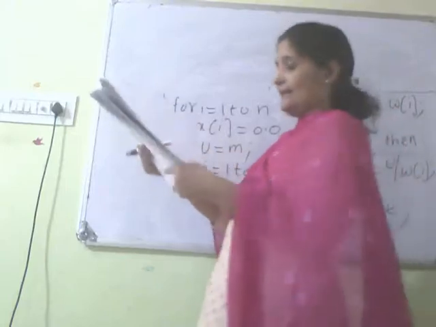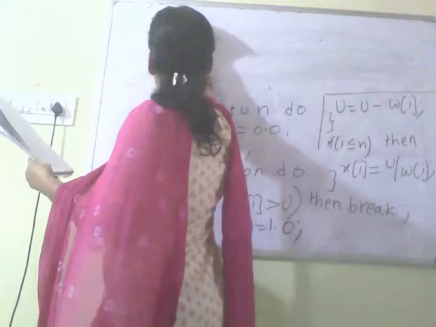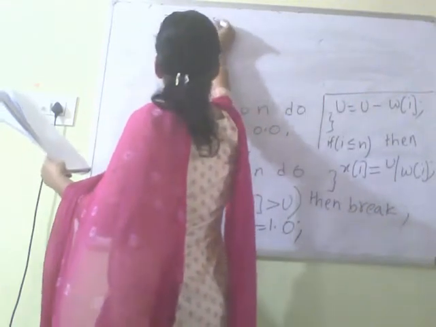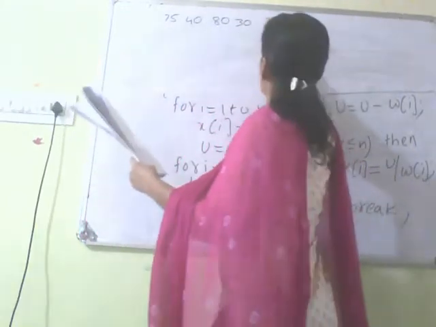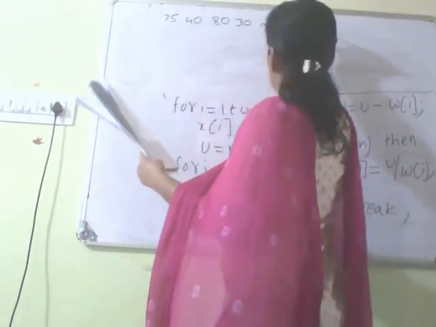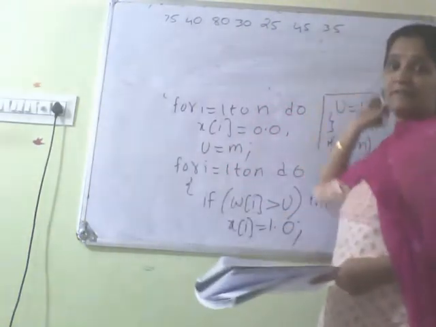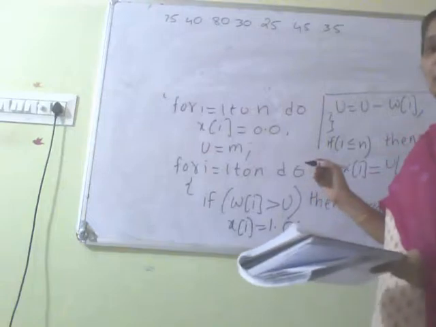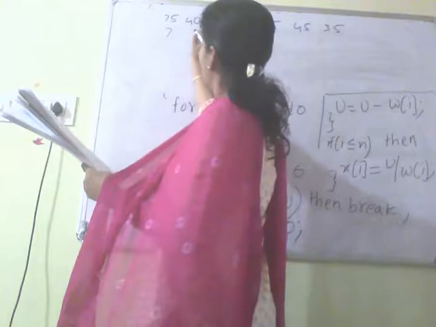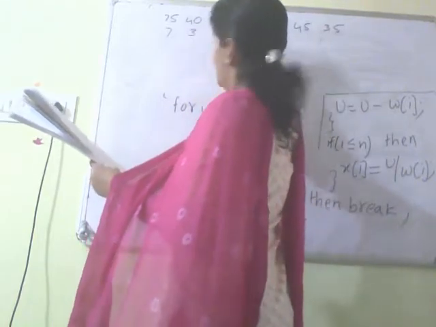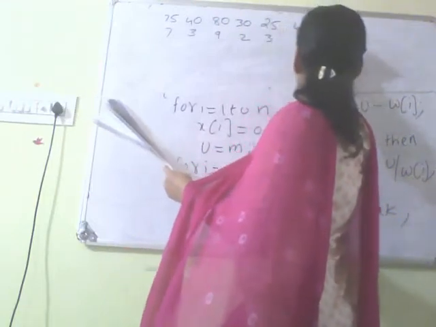Profits: 75, 40, 80, 30, 25, 45, 35. These are the profits, and the weights are 7, 3, 9, 2, 3, 4, 3.